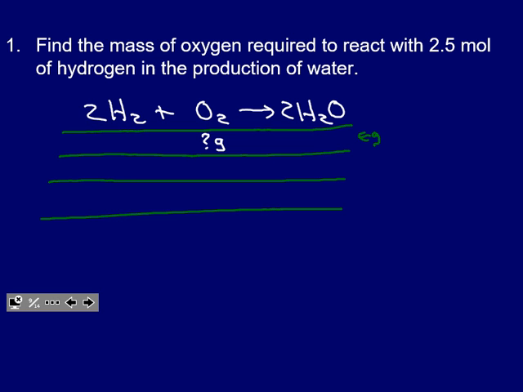2.5 moles of hydrogen is how much I'm starting with. So in the mole line, I put my 2.5 moles under the hydrogen. Now I have to get myself to grams ultimately. Well, there is no equation that allows me to go straight to grams, so we can't cut horizontally across this grid.